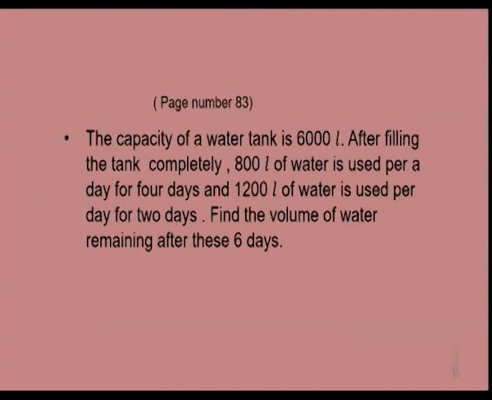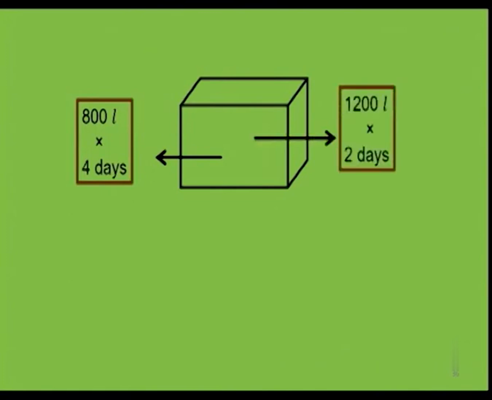Now we are going to represent this data in a diagram. It is easy to understand. This is about the first 4 days and this is the remaining 2 days. Let's find the volume of the first 4 days. You have to multiply 800 by 4. Then you can get the answer as 3200 liters.